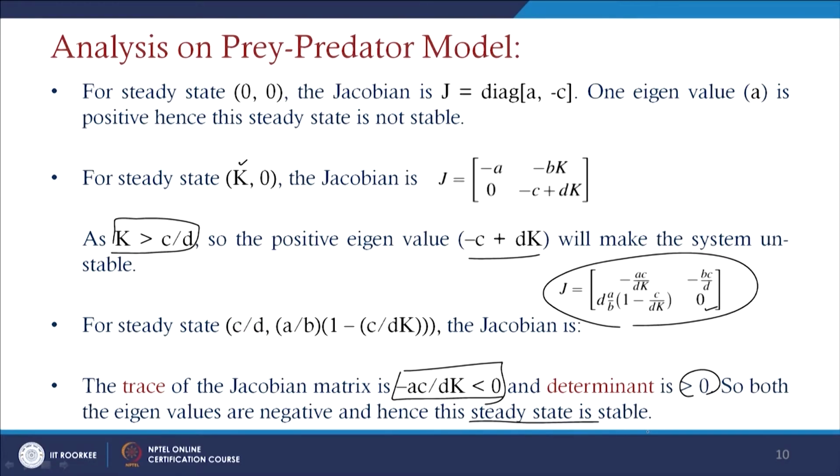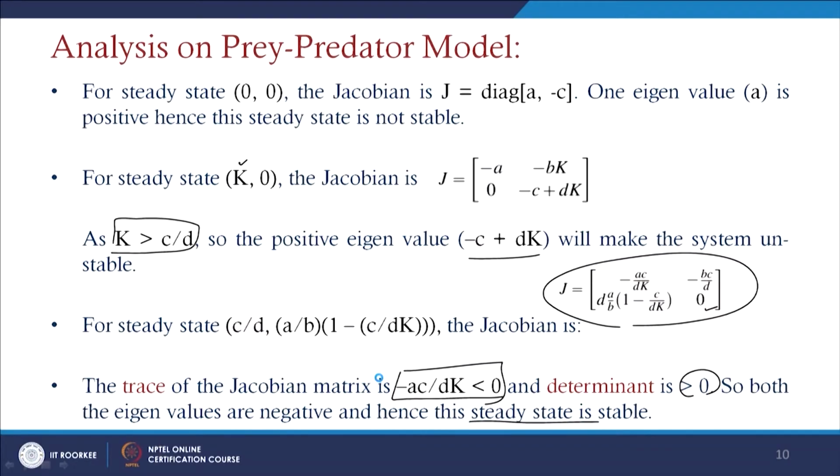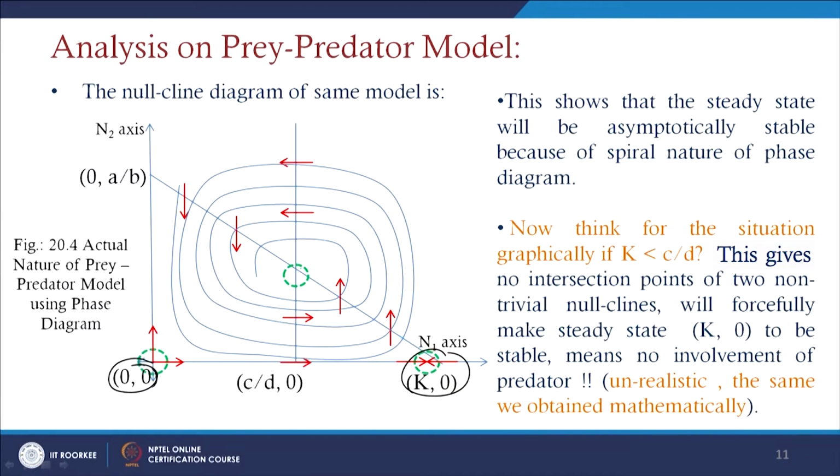If we go for this analysis of the prey-predator model and plot the null lines for these functions, we have the steady state points 0 0, k 0, and another steady state point, c by d and a by b into 1 minus c by dk, which is this point here. We can see that the null lines intersect each other at this point also, and as discussed in earlier lectures, this also gives a steady state point.